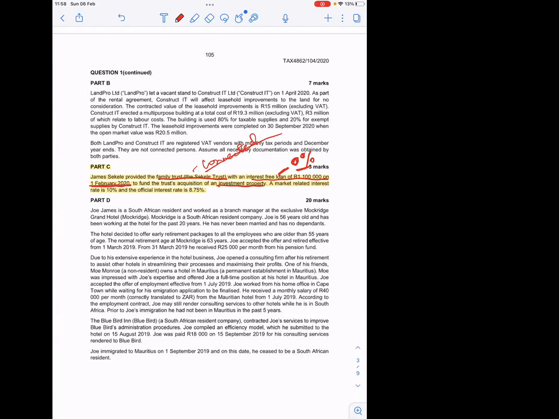Investment property is acquired to earn rental income. It's not him who's going to stay there. It's not his spouse who's going to stay there. So don't say Section 7C3 does not apply because he occupied the property. Right. A market-related interest rate is 10%, and the official rate of interest is 8.75.